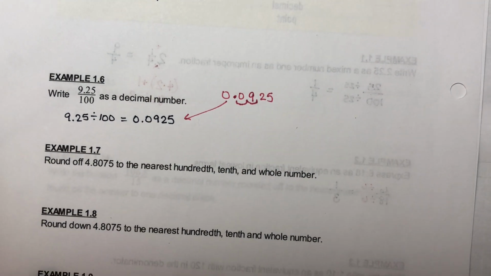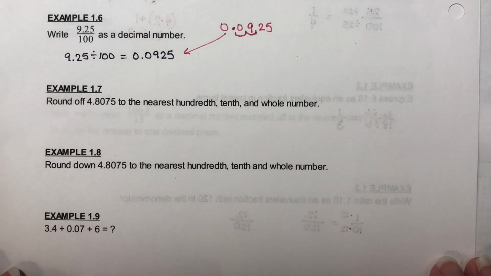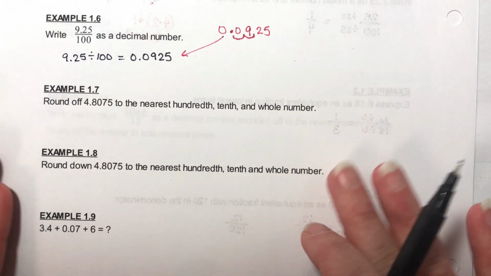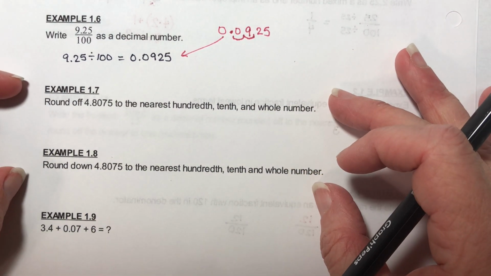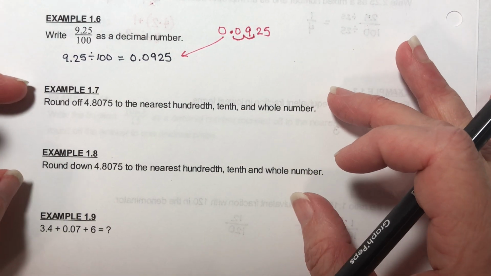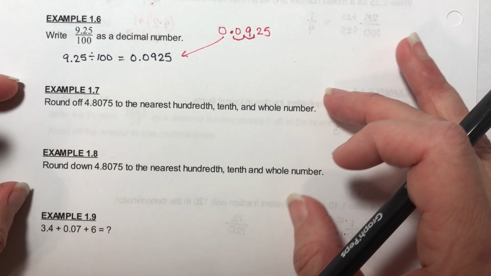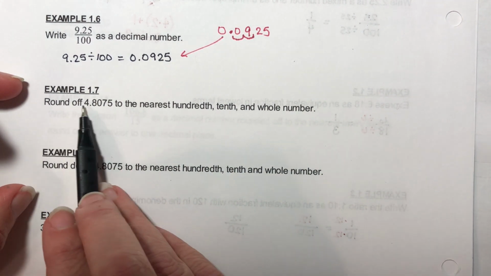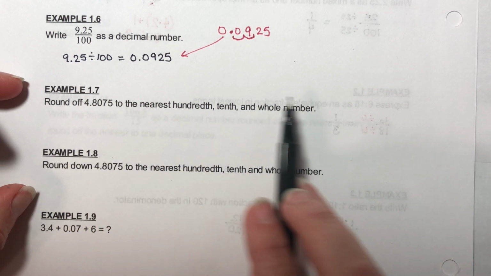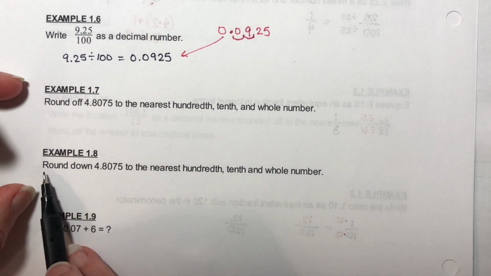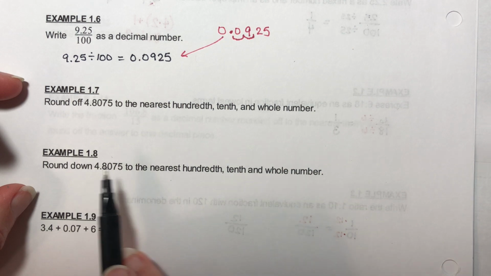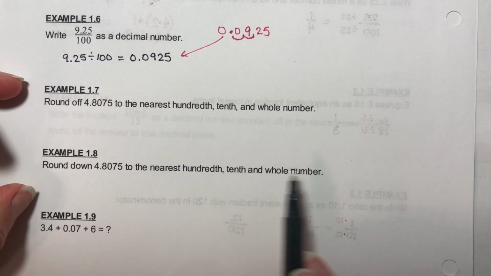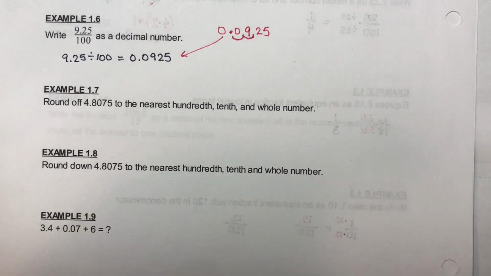So let's do 2 more, and then we'll go to another video. Look at 1.7 and 1.8. We need to look at them together, because there's a slight difference in these. These are both rounding problems. This one says round off this number to the nearest hundredth, and then the tenth, and then the whole number. This one says round down to the nearest hundredth, tenth, and whole number.